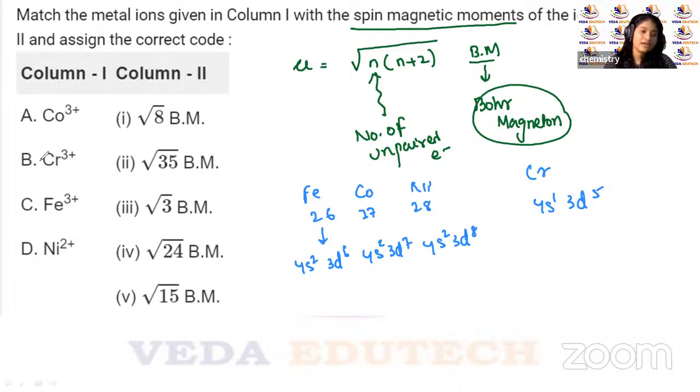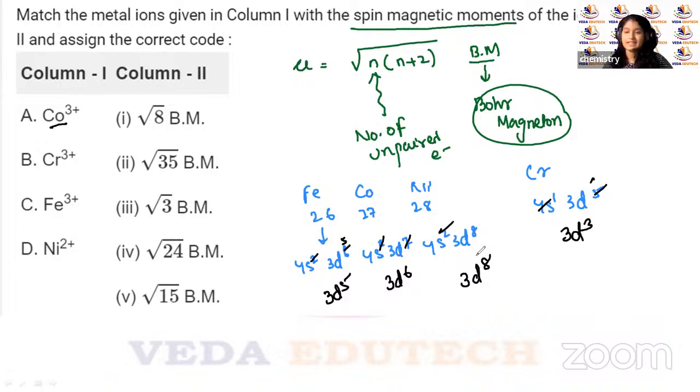If I want to remove 3 electrons from chromium, it is going to give you 3d3, Cr3+, removing 3 from here, so 2 from here and 1 from here. Again iron Fe3+, so 2 from here, 1 from here, so 3d5. Ni2+, so 2 from here, this is going to give you 3d8. This is the d configuration that we found out.